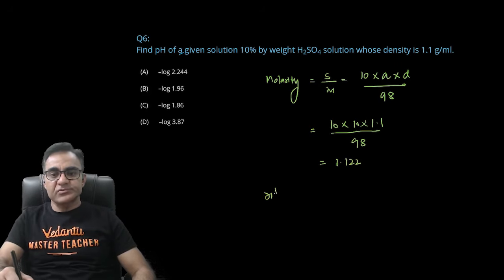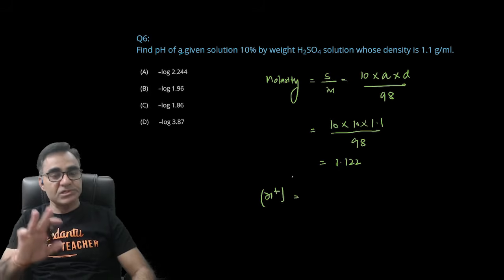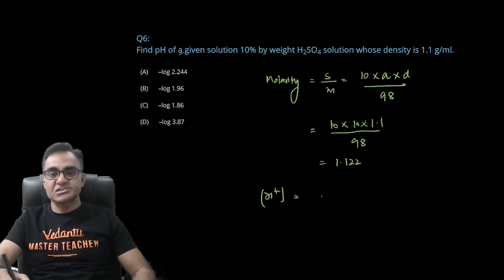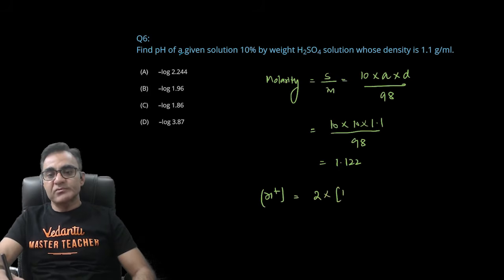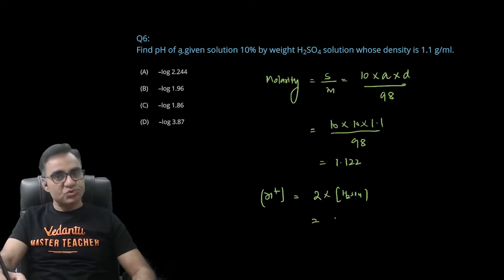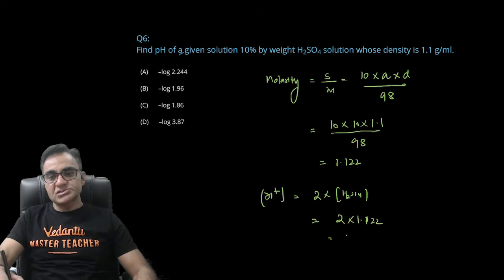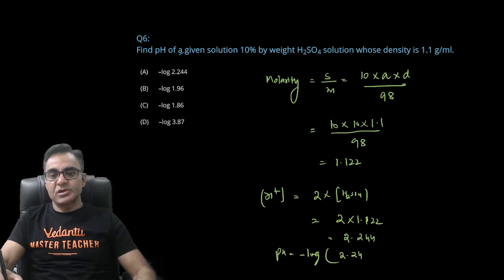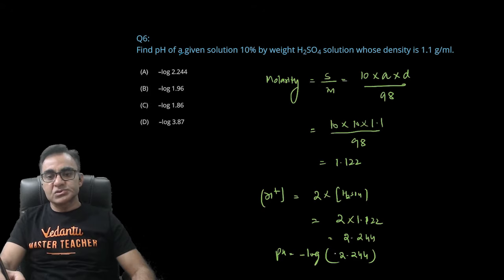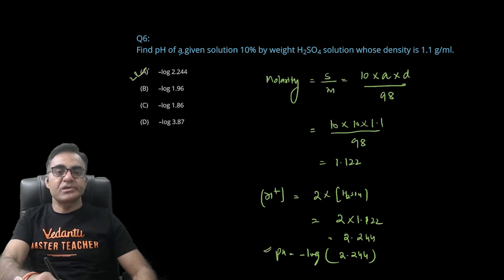Now the H+ concentration in H2SO4, assuming both the dissociation reactions take place simultaneously, will be twice the molarity of H2SO4 because 1 mole of H2SO4 produces 2 moles of H+. So twice 1.122 comes out to be 2.244. So pH is equal to minus log of this value 2.244. Alright. So this is going to be your correct answer. Option A is the correct option.